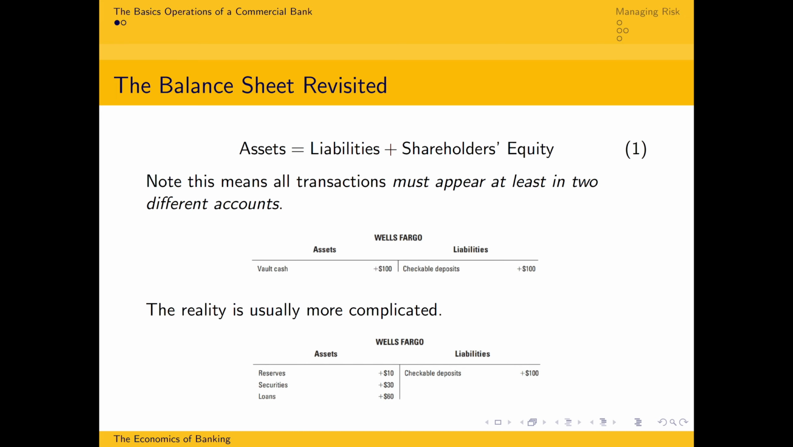And what's important with this is the equal sign. For those of you that don't know anything about accounting, that means that almost always all transactions are going to appear in at least two different accounts. A very simple example is right here. Let's say that somebody at Wells Fargo deposits $100.